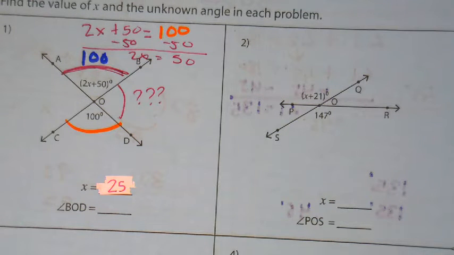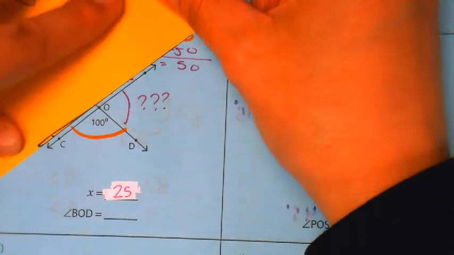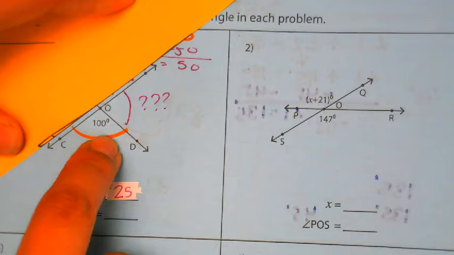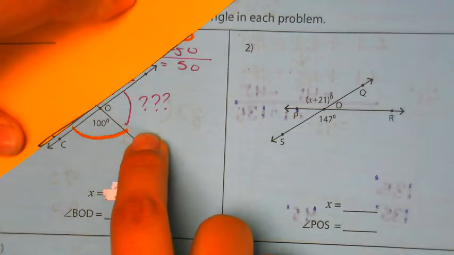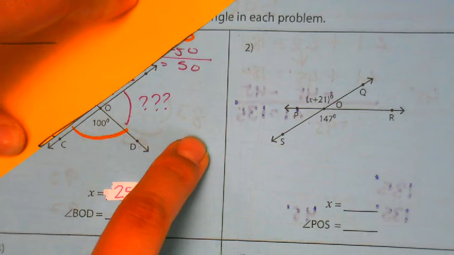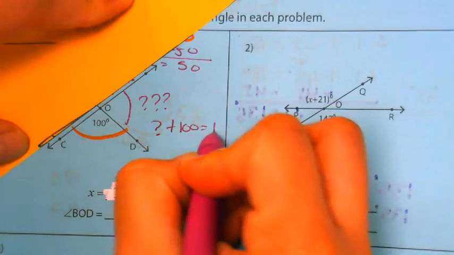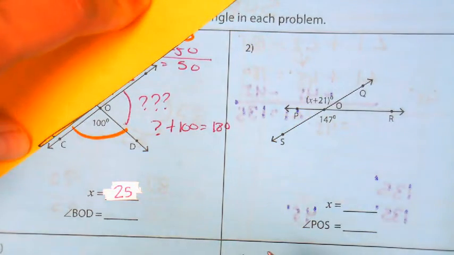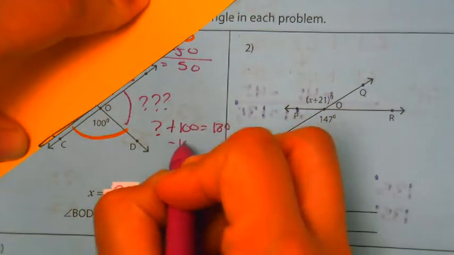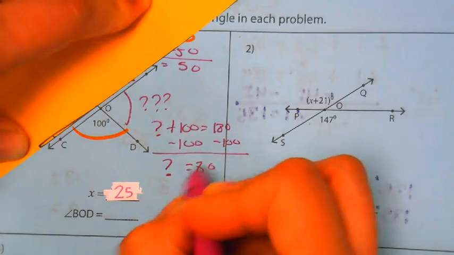Exactly. Super easy. Do you see the straight line right there? Yes. So this angle is 100, right? And this angle is, I don't know. But together, what do they have to equal? 180. Well, you already have 100. What's left over? 80. It's a pretty easy question, actually. So, question mark plus 100 is equal to 180. Minus 100, minus 100. So question mark is equal to 80.